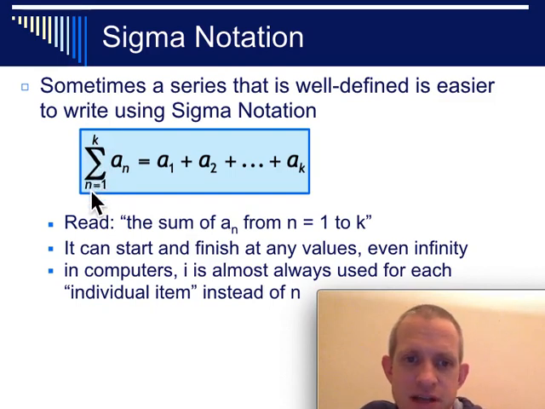Doesn't have to use the letter n for your variable. You can use whatever you want. Computers tend to use the letter i. So if you're programming, you might recognize a for loop and having an i as your variable in there. But anyway, that's what this means, and let's see that in a couple different examples.